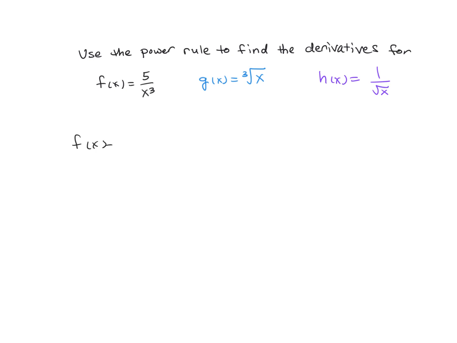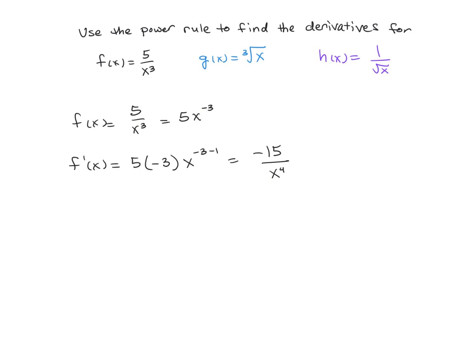F of x we see up here is 5 divided by x cubed, which is the same thing as 5 times x to the negative 3 power. So in finding the derivative using the power rule, our 5 will be multiplied, our negative 3 will come down out front, and then our power is going to drop by 1 in our exponent. That's going to make negative 15 divided by x to the 4th power.